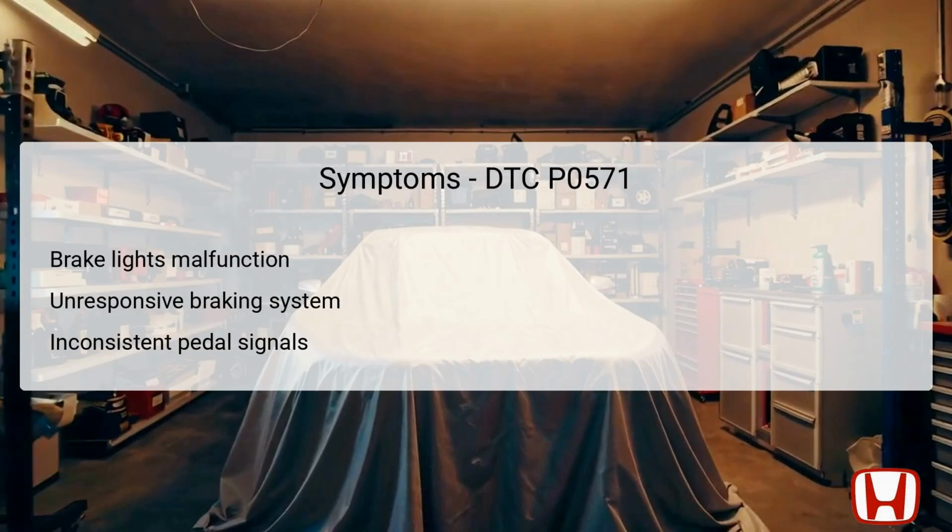Drivers may notice several symptoms when the P0571 code is triggered. A prime indicator is the malfunctioning brake lights. They may stay on or not illuminate while the brake pedal is pressed. This can be confusing and pose a hazard, as other drivers may not know when the vehicle is stopping. Furthermore, there can be an unresponsive braking system, affecting overall vehicle safety during critical driving moments.